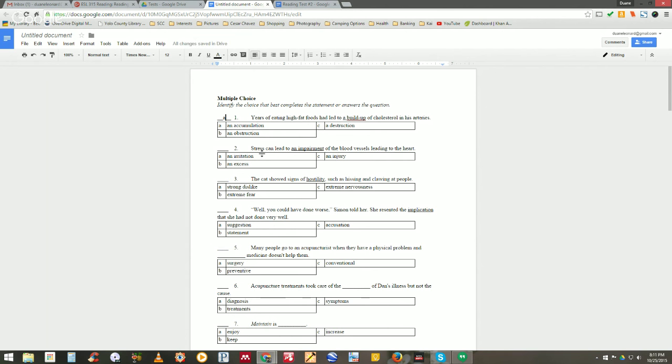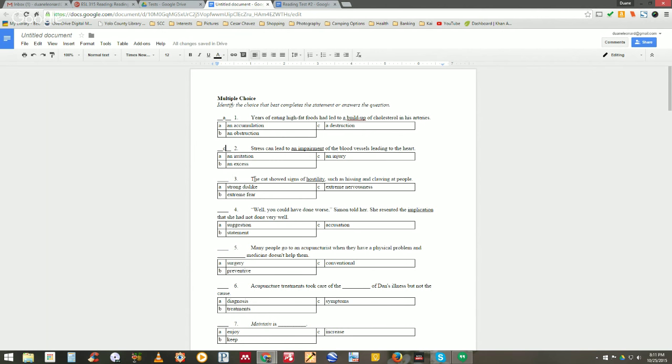Stress can lead to an impairment of the blood vessels. So impairment is when you impair something, you hurt it. So that would be C, injury. An irritation is not quite big enough. An excess doesn't necessarily have to do with hurt, so an excess doesn't have the same meaning. Could be A or could be C, but A isn't strong enough. So the answer is C.